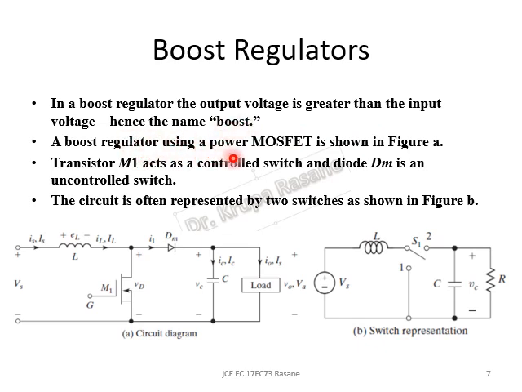The boost regulator using a power MOSFET is shown in this particular figure A, where the transistor M1 acts like a controlled switch and DM is an uncontrolled switch. Why it is called controlled is that I'm going to give a gate current here, whereas the diode simply turns on when it is forward biased. The circuit is often represented by the switches as shown here in figure B.